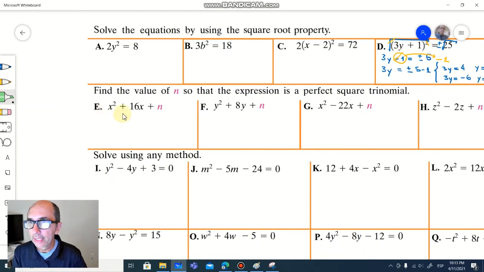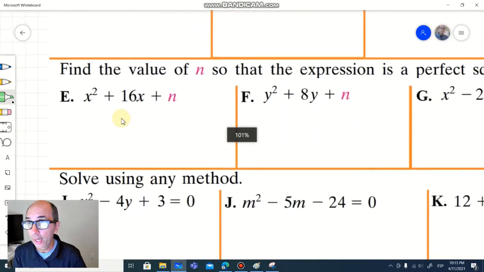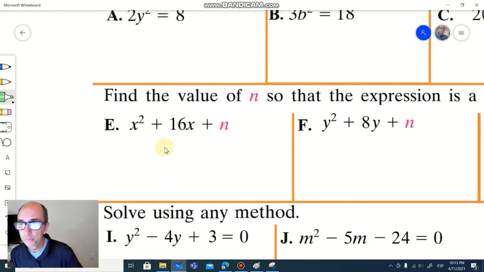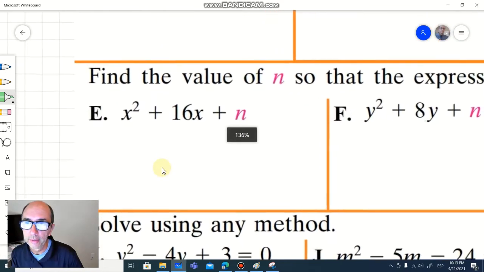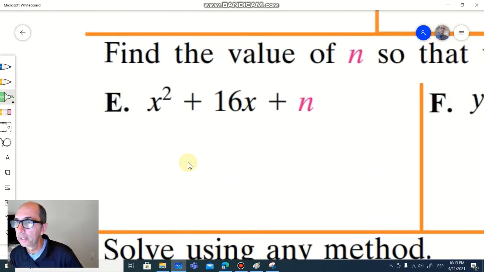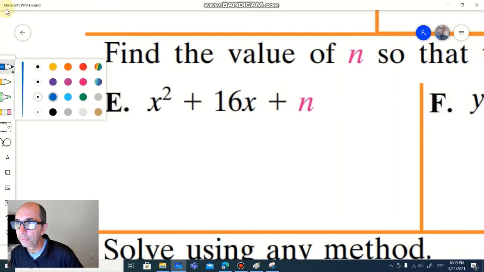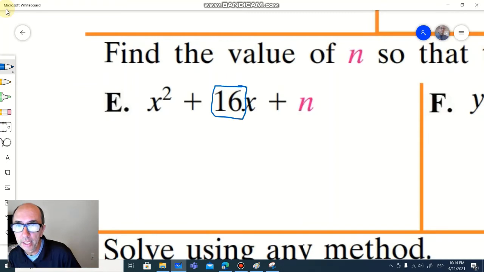Now the next kind of question is this: find the value of n so that the expression is a perfect square trinomial. This is completing the square. You have to complete the square, and you remember how to complete the square. Let's check this one. You check b. What's the value of b? You have to find first the value of b, and this number here is what?